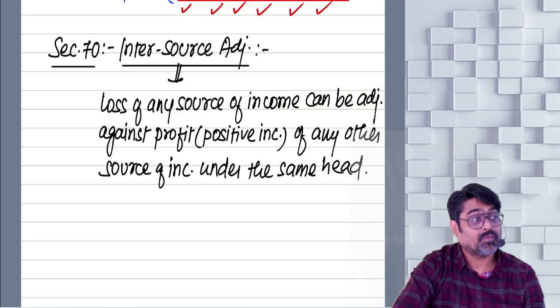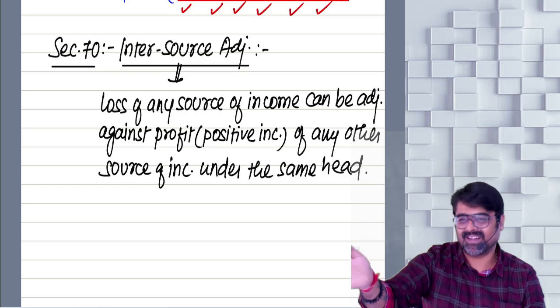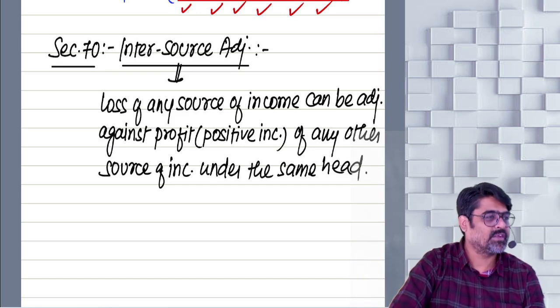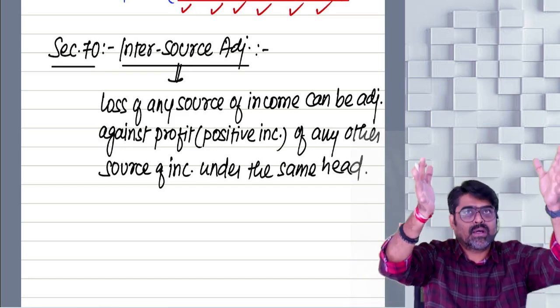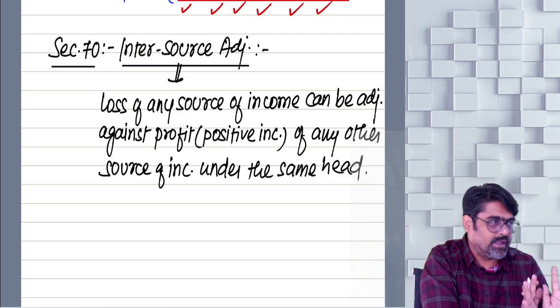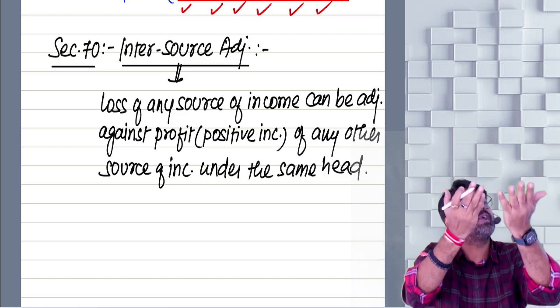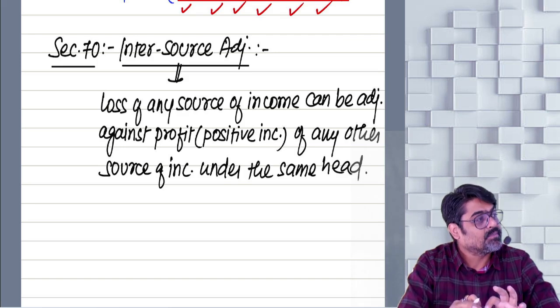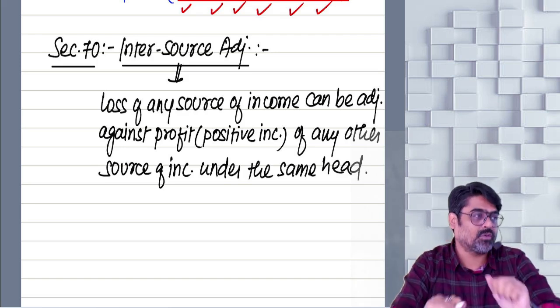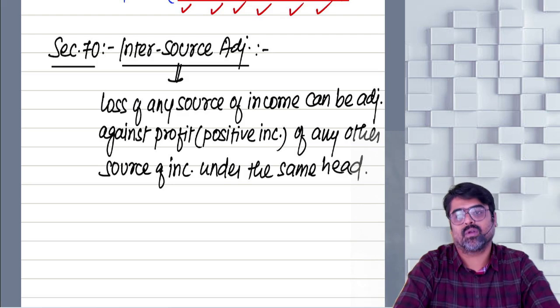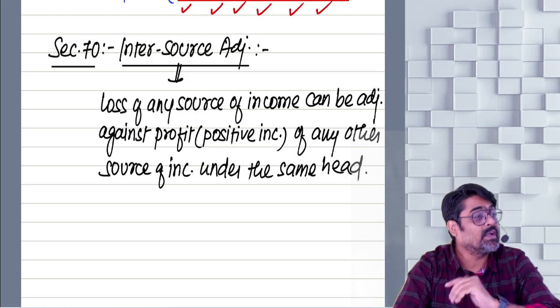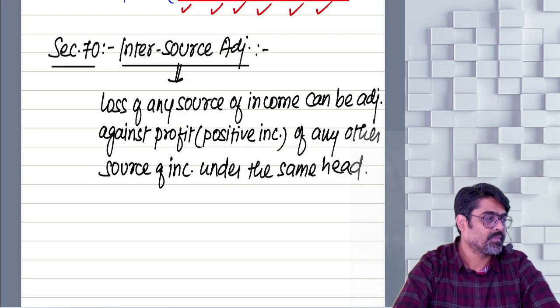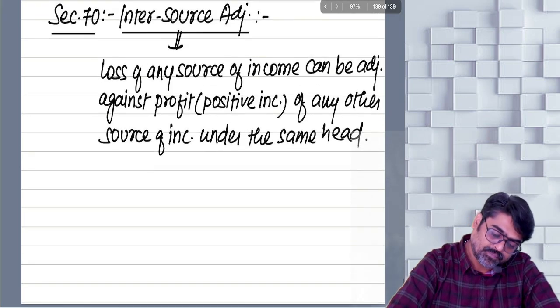So what is important for you to now know? This is a general rule. The general rule says that under a head, loss of any source of income within the same head can be set off against income of any other source of income. This is a general rule. But this general rule has certain exceptions.